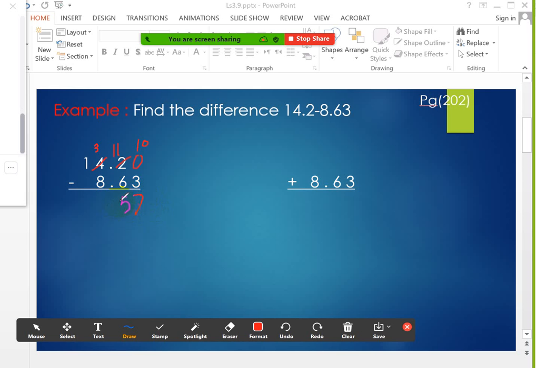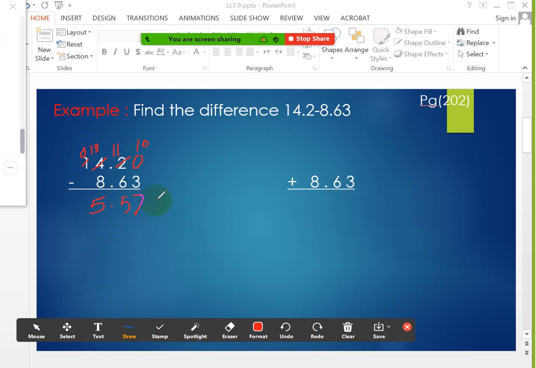Now look, I have the decimal point here. So what I have to do, I have to put the decimal point in the same location. Now 3 minus 8, can I take 8 from 3 also? No. So I will borrow also from the 1. It will be 0. And I will take this one and put it next to the 3, so it will be 13. Now 13 minus 8 equals 5. So the final answer is 5.57.